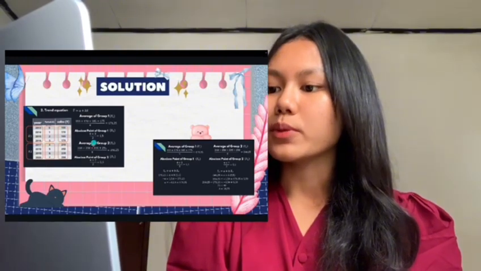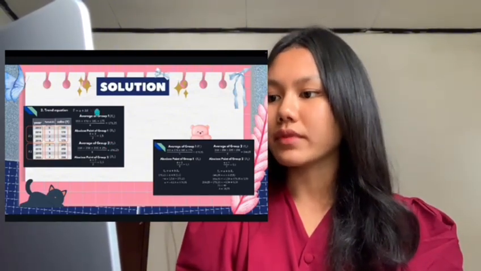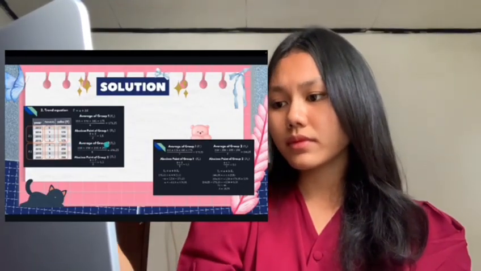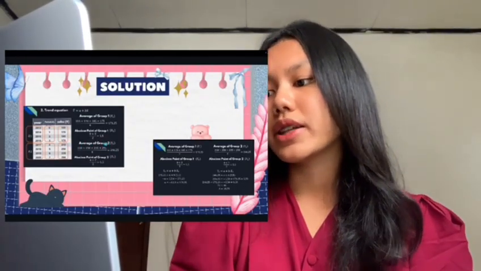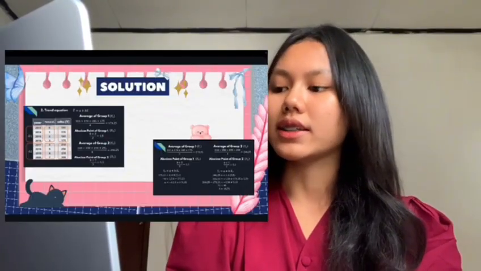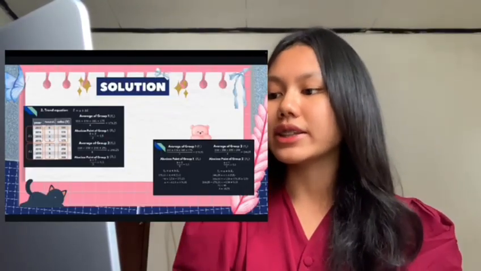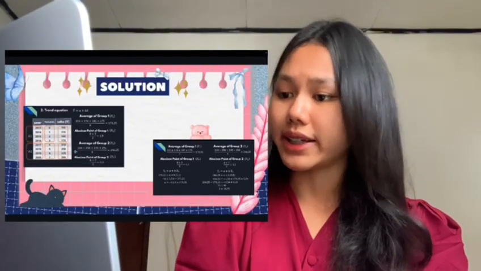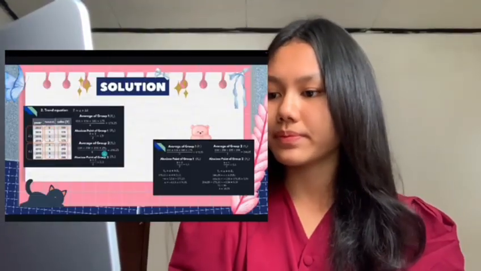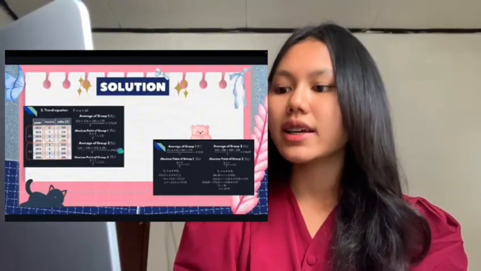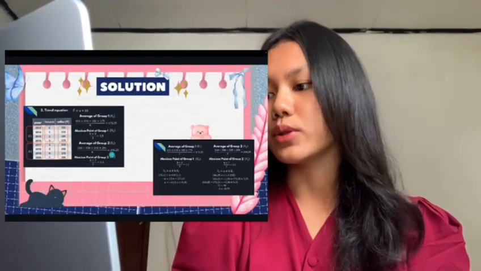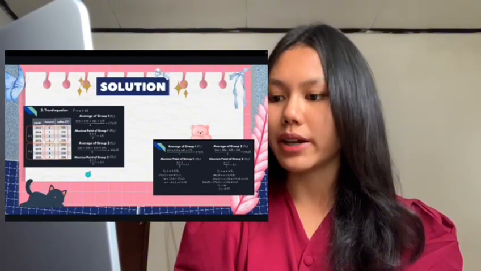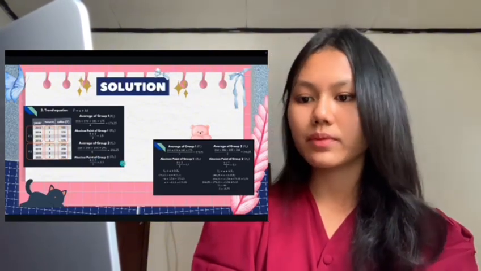And the average of group 2, same as the average of group 1. We add the sales of 2017 until 2020 divided by 4. This is the result, and the abscissa point of group 2 is 4 plus 7 divided by 2, and this is the result.